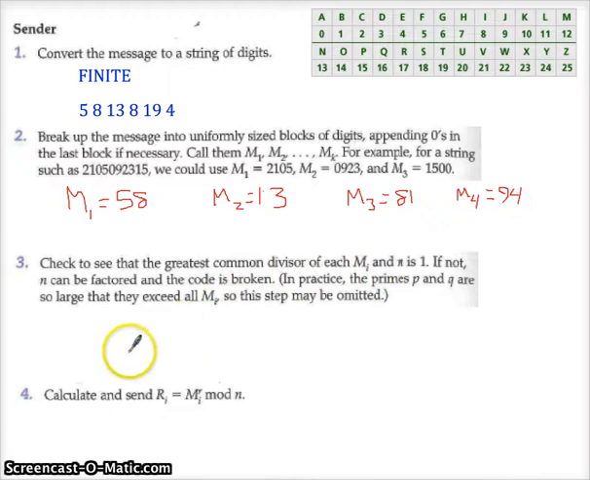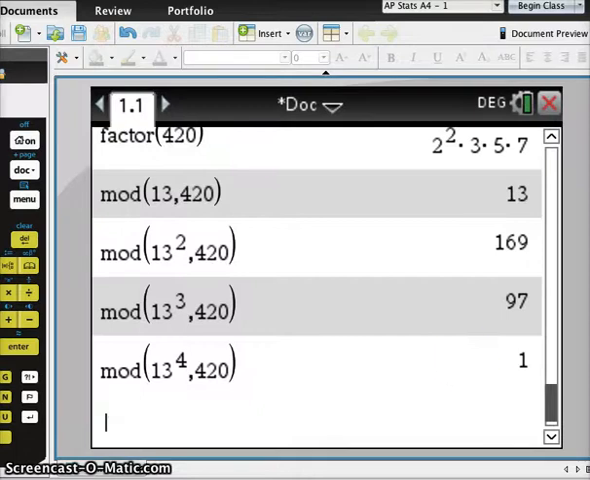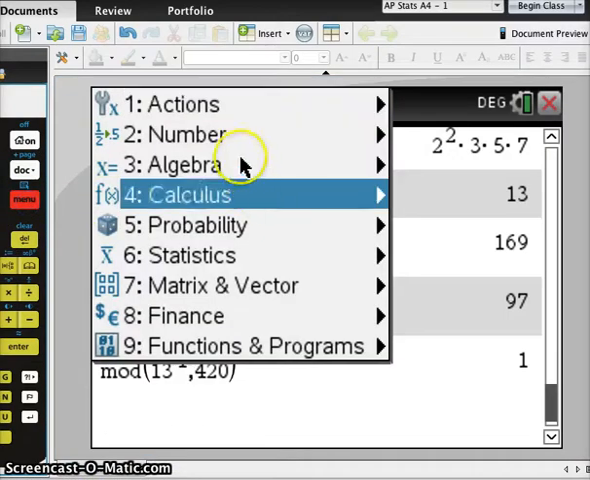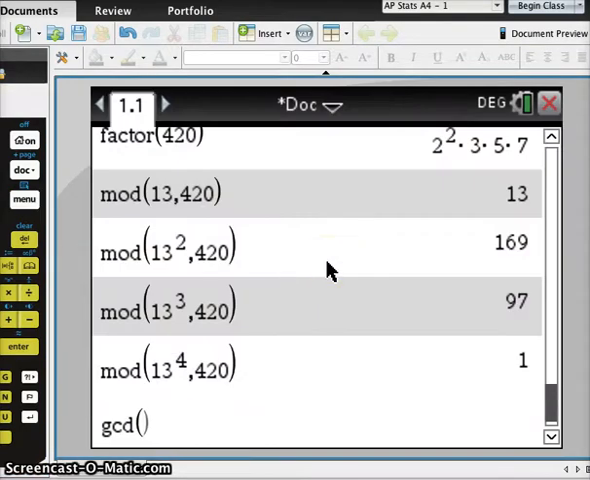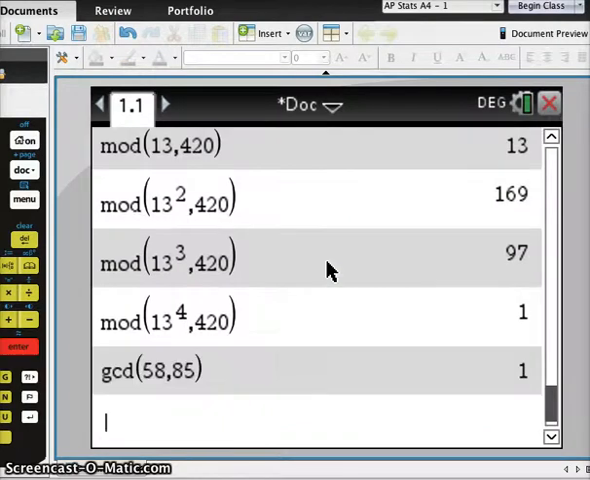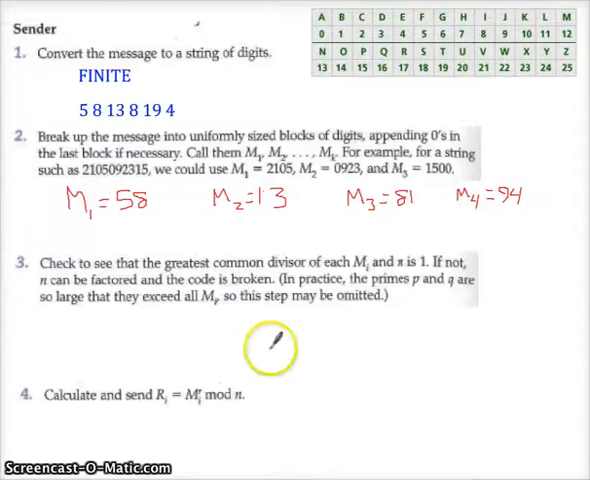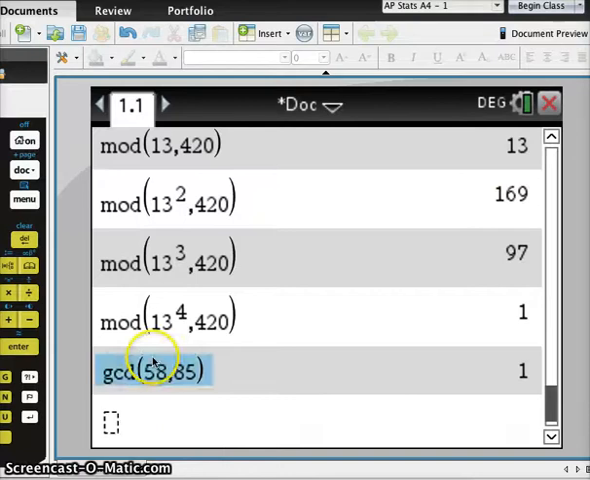So, I'm not ready to send this yet. I still have to encrypt this. Check to see that the greatest common divisor of each M_i and N is 1. So basically I need to make sure that these things are relatively prime with 899, so that none of these have any common shared factors. What's great about our calculator is it actually does that. So I'm looking at 58 first. They want the greatest common divisor. So if you go in here, greatest common divisor, or you could type GCD, 58 and 899 is supposed to be 1, and it should be 1 for all of these. 13, 81, and 94. Let's just check them all quickly.